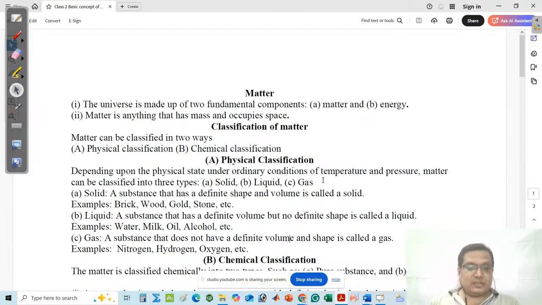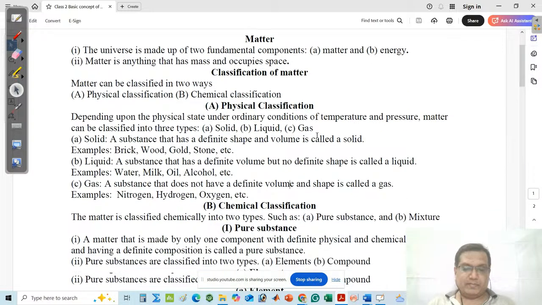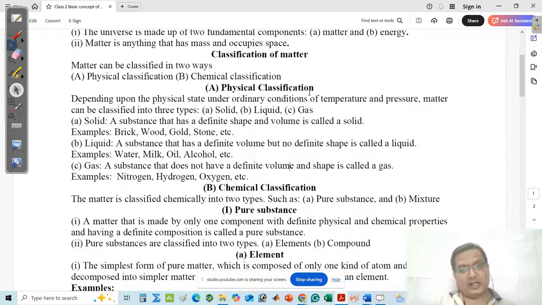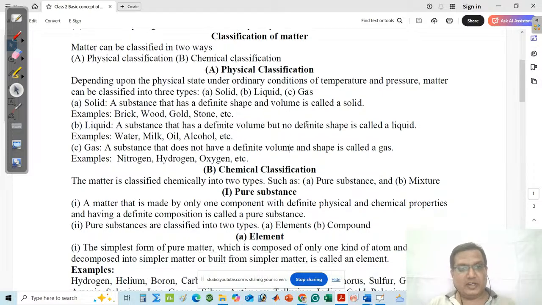Before starting the class, let's review the key points from our last class. In the last class, I had covered the topics like matter and classification of matter. Next is the physical classification of matter. Depending upon the physical state, matter can be classified into three types: solid, liquid, gas.